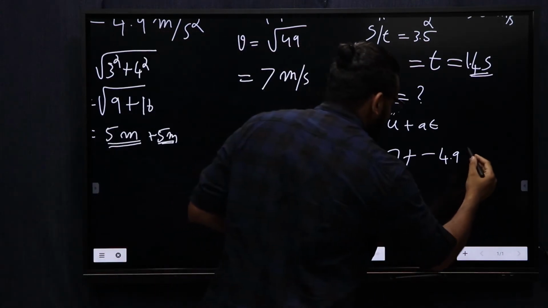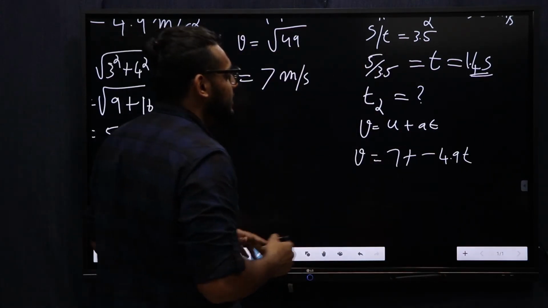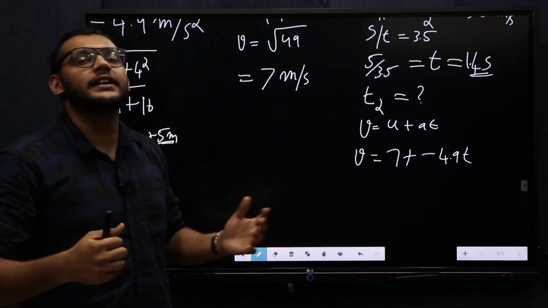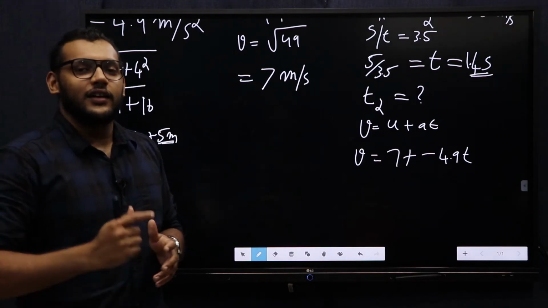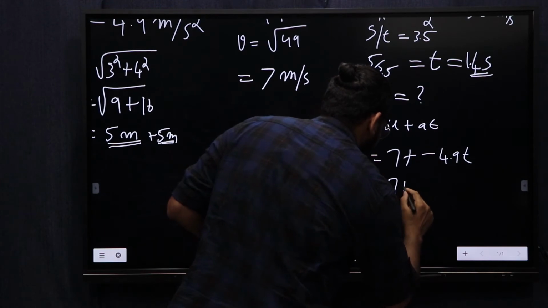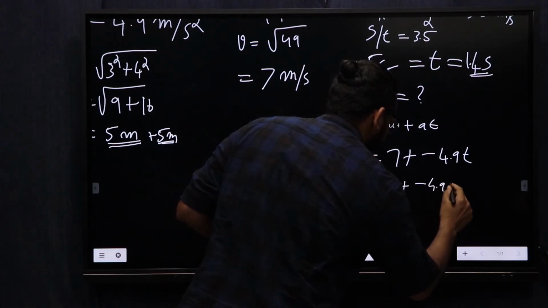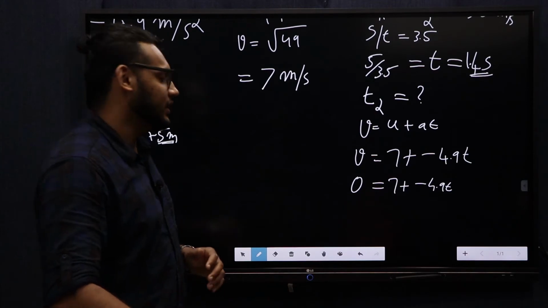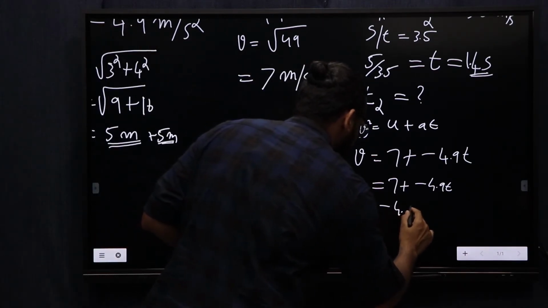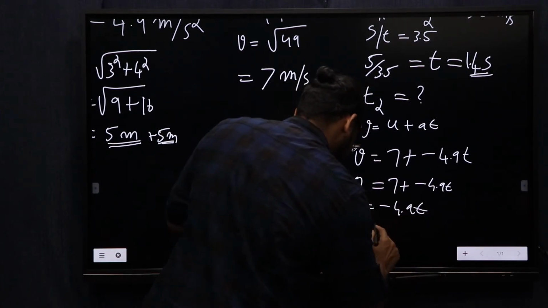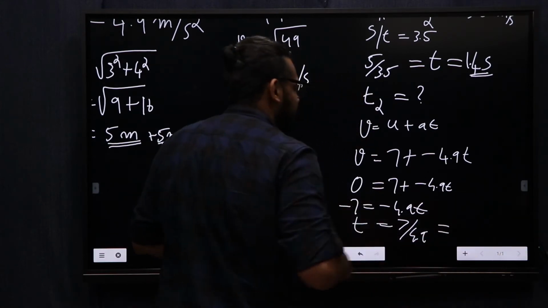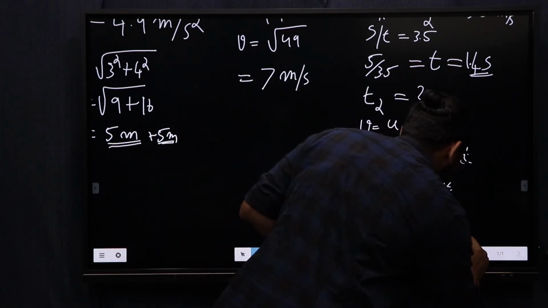Now T. This is the value we have to find. This T is T2. Now V is the velocity of the ball at the top. Can anybody tell me what that would be? You are right. That's 0. Now, this is a simple equation that we can easily solve. We have minus 7 equal to minus 4.9 T, or T equal to 7 divided by 4.9. Do this in your calculators, you'll find that this is also 1.4.